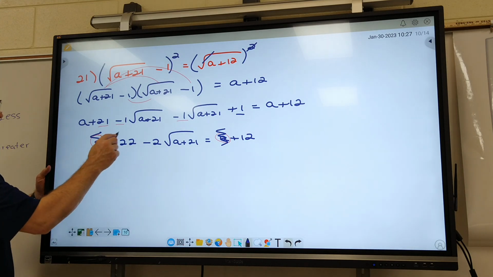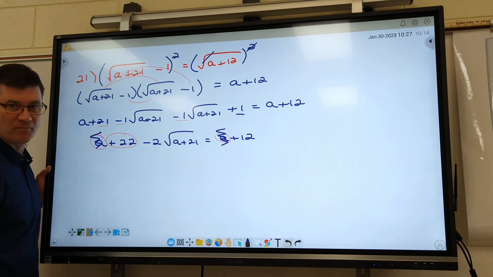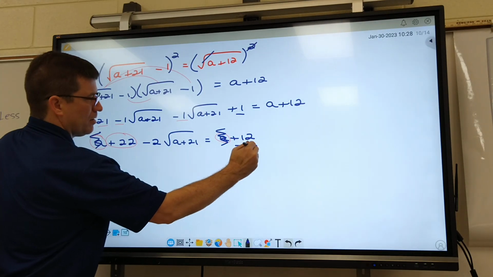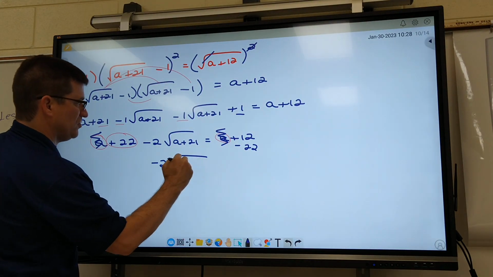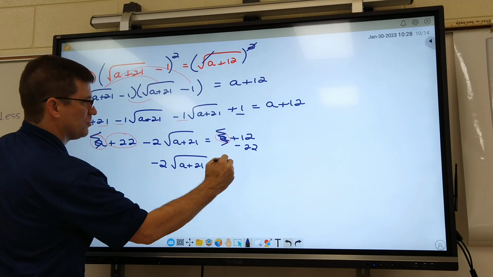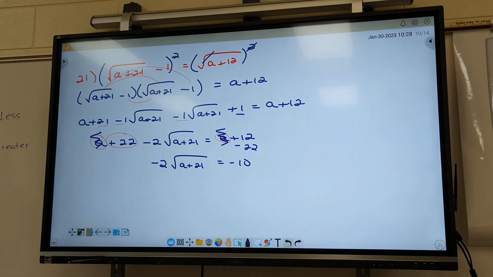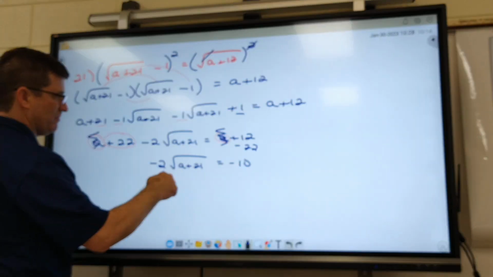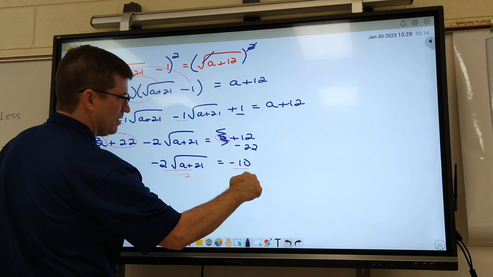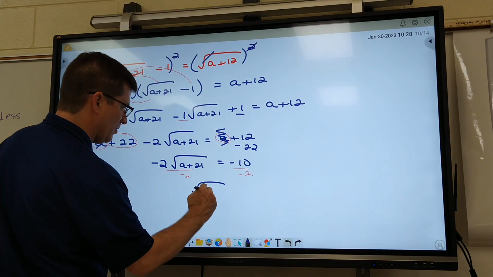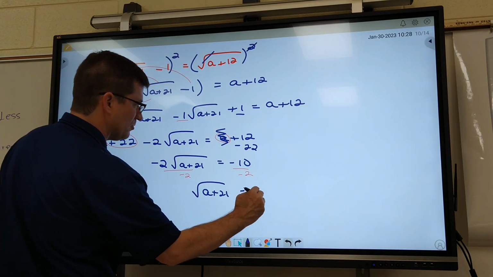All right, what's going to happen with plus 22 when I move it over? All right, so let's see what we've got. -2 square root of A plus 21 equals -10. All right, write it down. Good. Matthew says now divide both sides by -2. So I divide by -2, divide by -2. So I got square root A plus 21 equals 5.